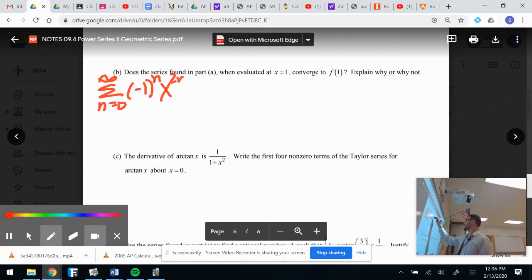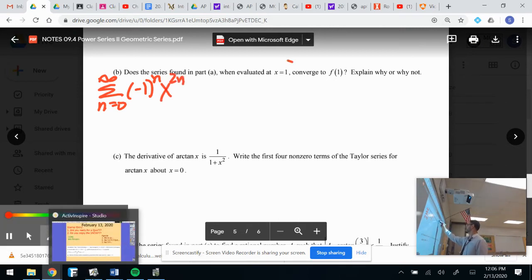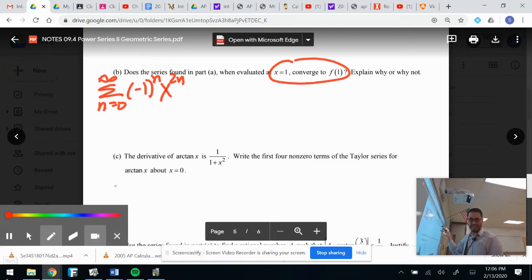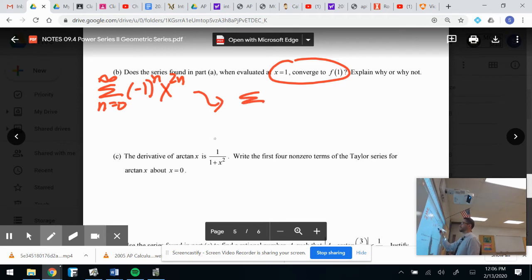Okay? Does this guy converge when x equals 1? So that just means I have to put a 1 in for x, and let's check this. It's kind of like checking endpoints, correct? After all, I was comparing it to this, right? And it is Maclaurin, so we just really have to check the endpoints here. So let's go ahead and do this.